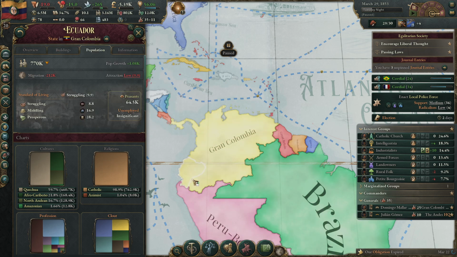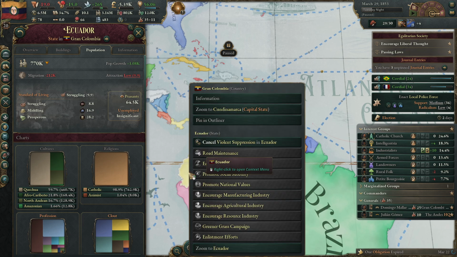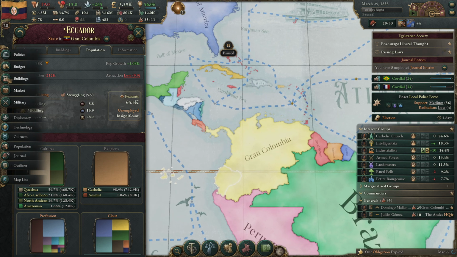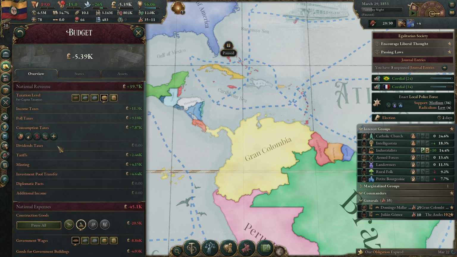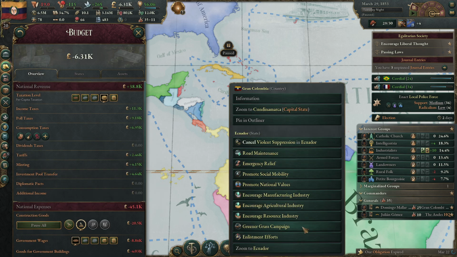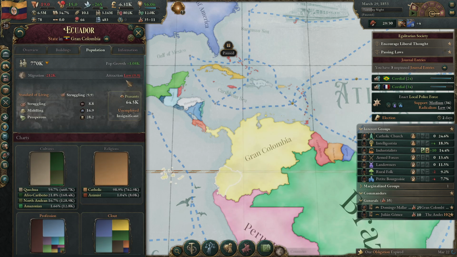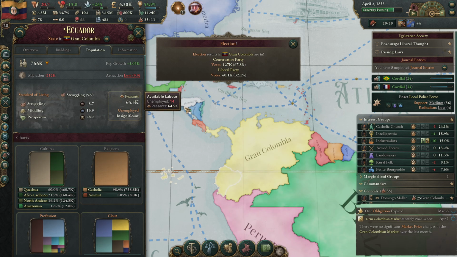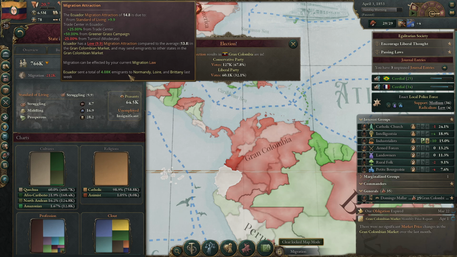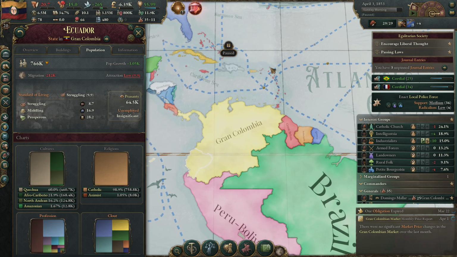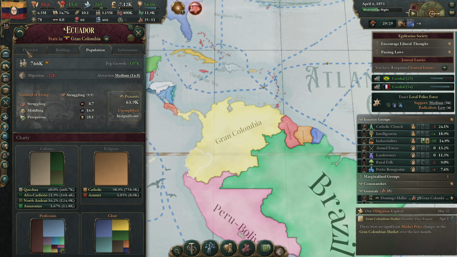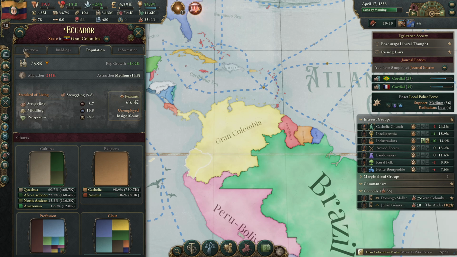Oh no! I think I need to do the greener grass campaign here. Oh no! No! Stay here. Why are you leaving? Yeah, the standard of living is just horrible. No, guys, this is not good. People are leaving.